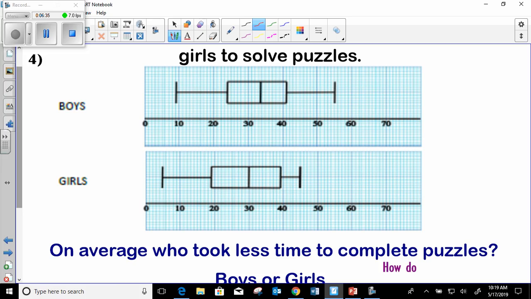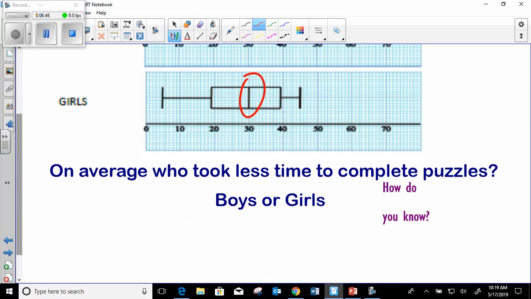How do you know that though? Well, look at the median. Look at the median right here. The median is lower. So you're going to put the girls. How do you know?